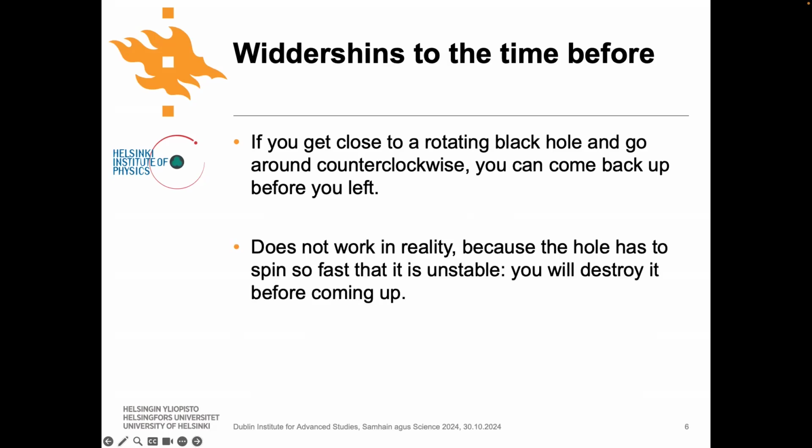If you look at the solution that Kerr found, it looks like you can do this. In fact, this doesn't actually work. The problem is just that in order for there to be a route backwards in time, the hole has to spin very, very fast, the black hole. In fact, the trap surface disappears. So I'm not sure if one should call it a black hole because it's not actually black. But anyway, this solution is unstable, which means if you go in, you will destroy this black hole, this object, before you come back up. And of course, realistically, you couldn't form it because there's always some disturbances in the universe.